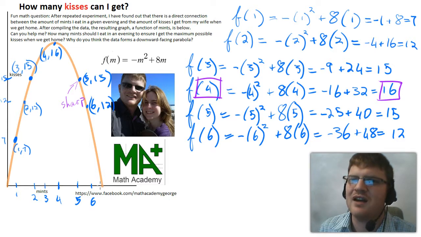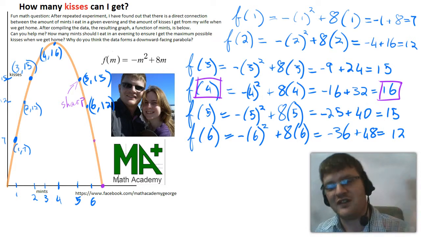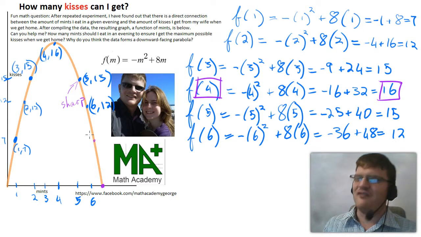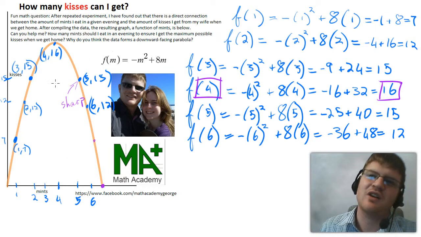7 or 8 or 9, in fact, if this is 6, 7 is going to be around here, 8's going to have 0. If I eat too many mints, she won't even kiss me at all. So we can have fun with the interpretation, and there are actually many real-world things that work like this.